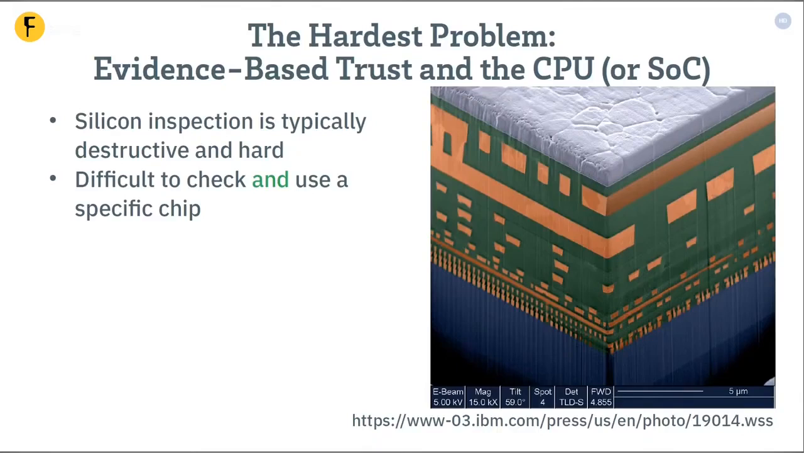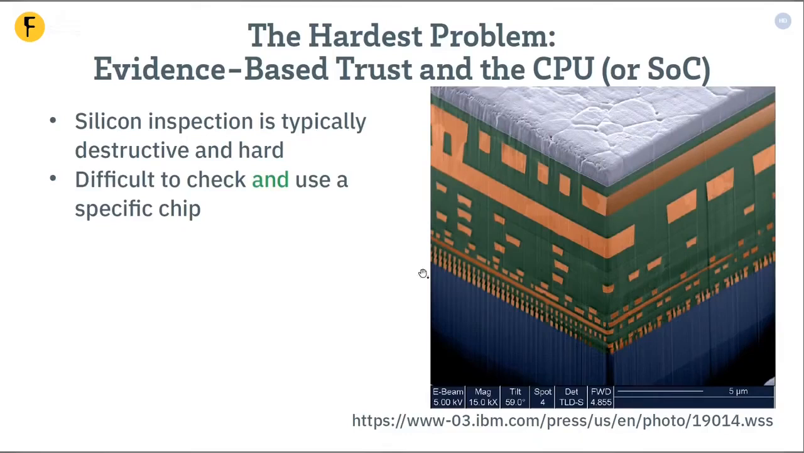And as I alluded to earlier, silicon inspection is typically destructive. There is that one tomographic X-ray machine I talked about that's the size of a building, but there are smaller, desktop-sized microscope solutions for inspecting chips, but those are all typically destructive because you have to delayer the chip.